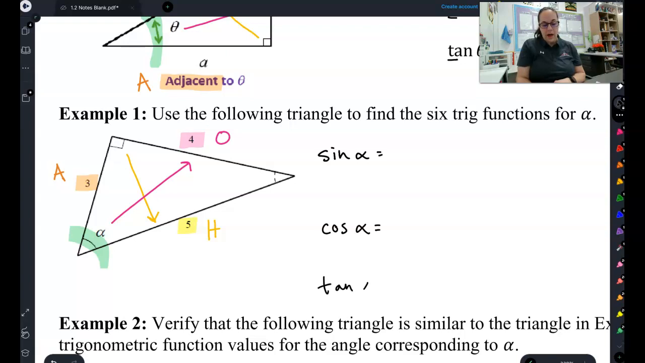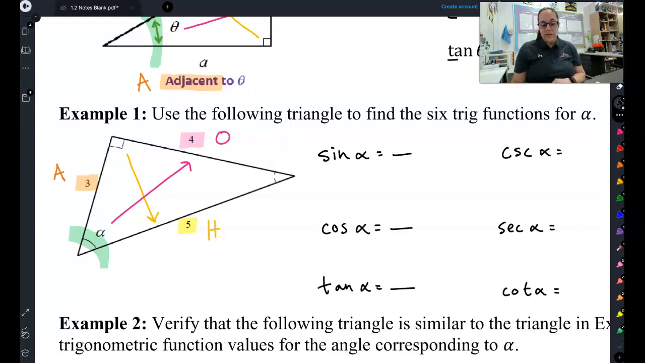Notice I'm putting alpha in there now because that's the name of the angle I'm focusing on. So I got this. Now I know these are going to be fractions, and I start by remembering my memory trick. Soh Cah Toa. And then these ones, I'll just take whatever fractions I get and flip them.